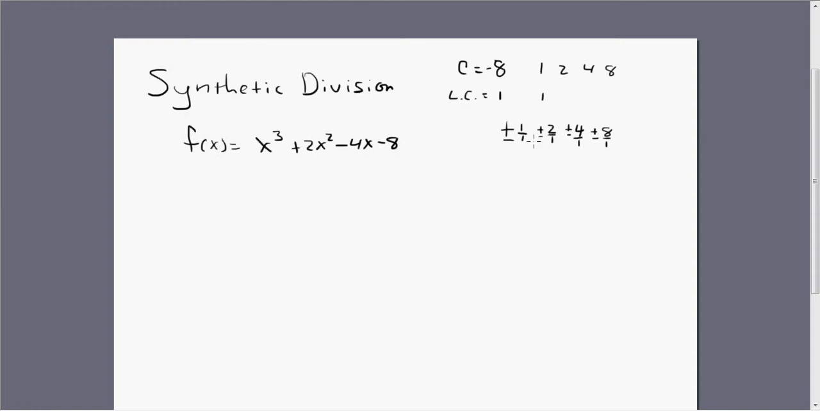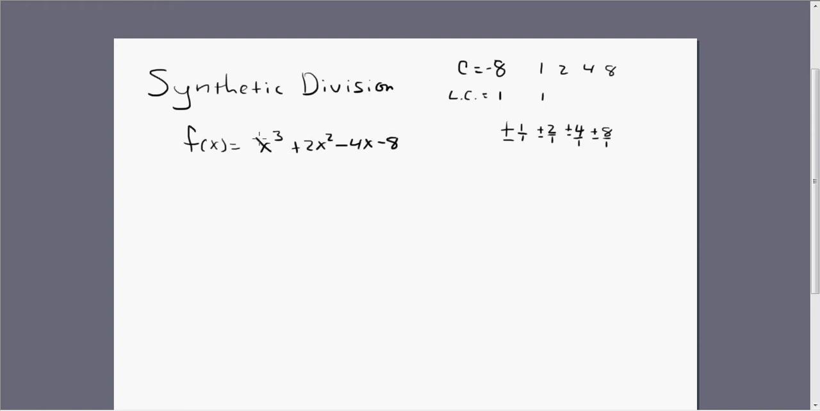Alright, now we're going to look at doing a technique called synthetic division. Synthetic division is very, very similar to dividing polynomials, but whereas in dividing polynomials we divided by a binomial, this time we're going to divide by a single constant, and that constant actually ends up being the solution that the binomial would give us had we divided by a binomial.